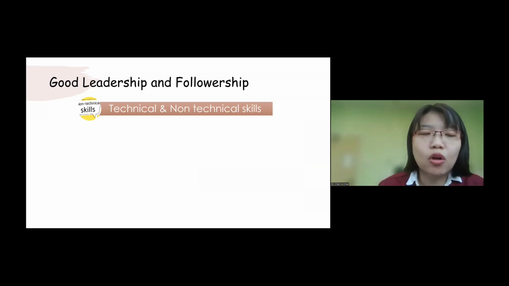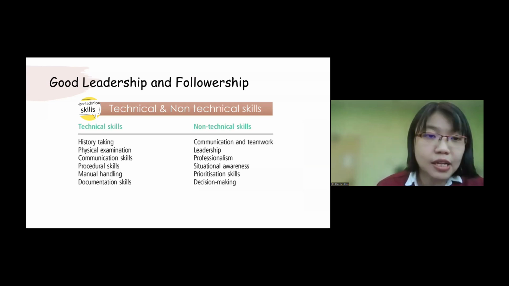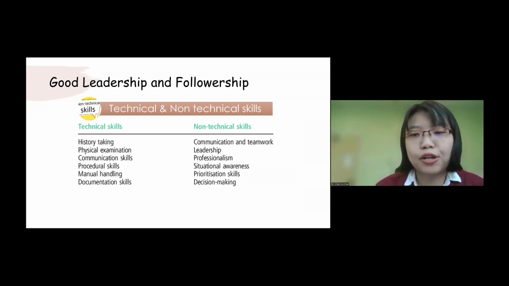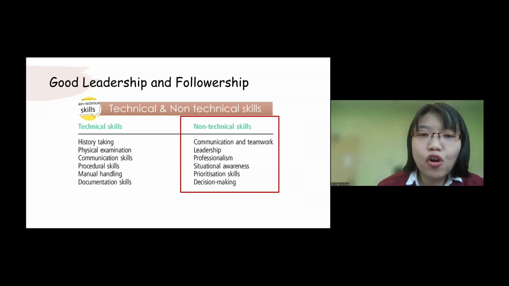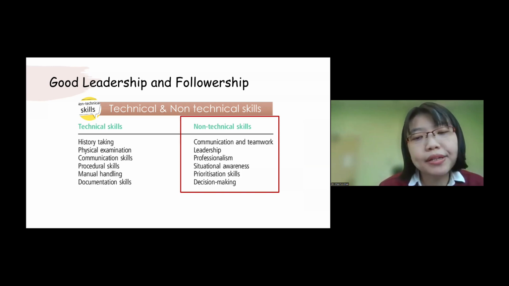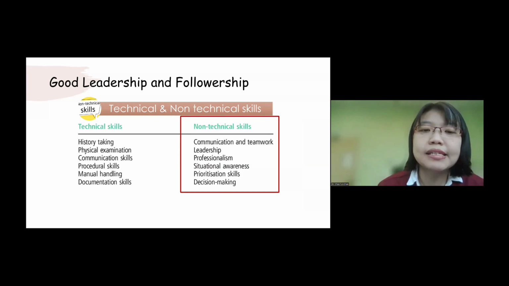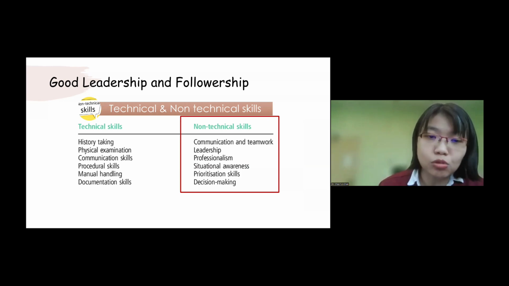I believe we were all taught about the technical skills such as history taking, physical examination, and procedural skills in our medical school and also in our postgraduate training. However, the non-technical skills are actually equally important in ensuring good leadership and also good team performance. And these non-technical skills are cognitive, behavioral, and social skills that contribute to efficient team performance.